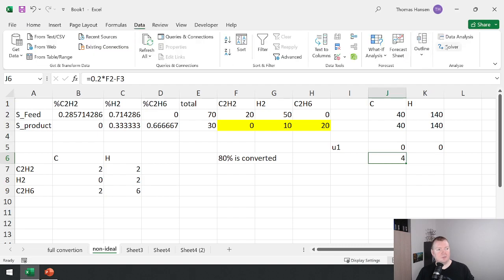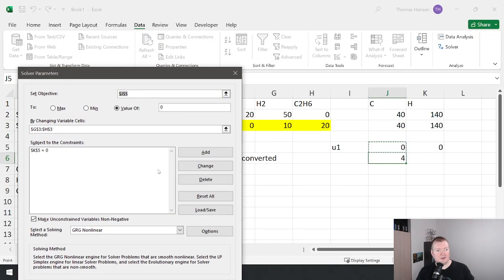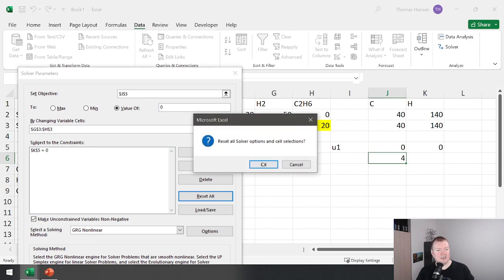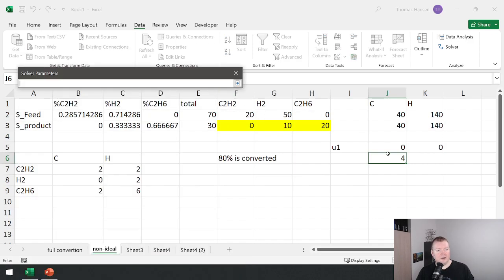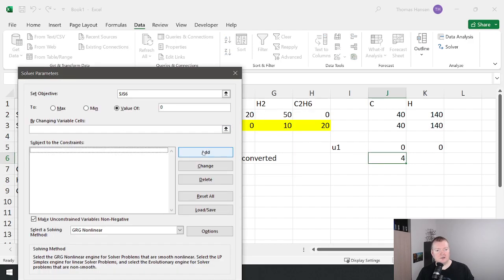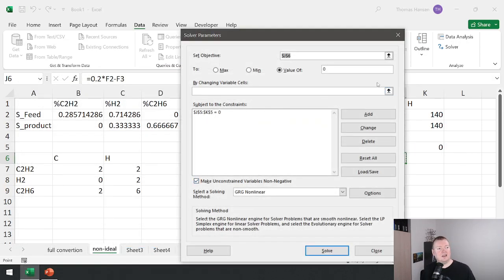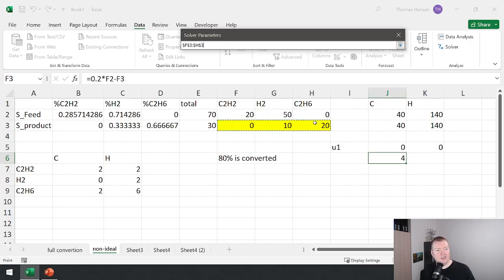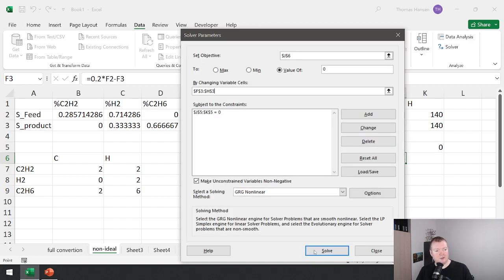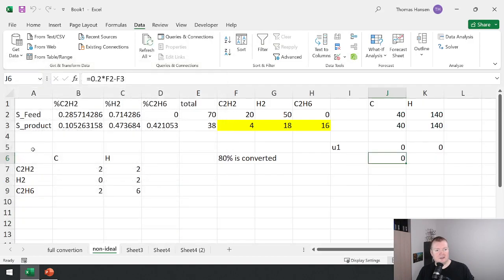So now we modify our solver and we say, actually, let's just reset it. I want one of my equations to be 0. I want the two others to be 0. And I now have 3 variables I can play around with. Let's see if it's stuck or not. No, it finds a solution. Everything is satisfied. So that's how I would adjust to having a non-ideal process where I don't have everything being converted.